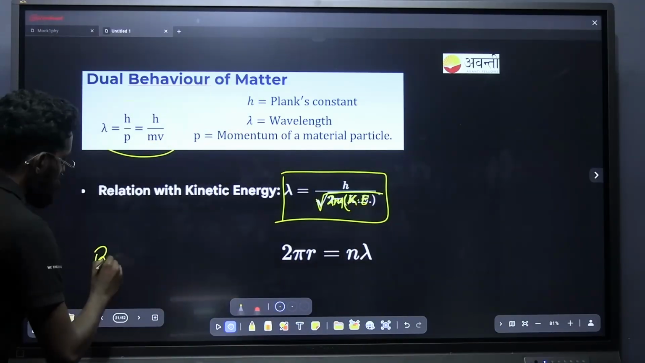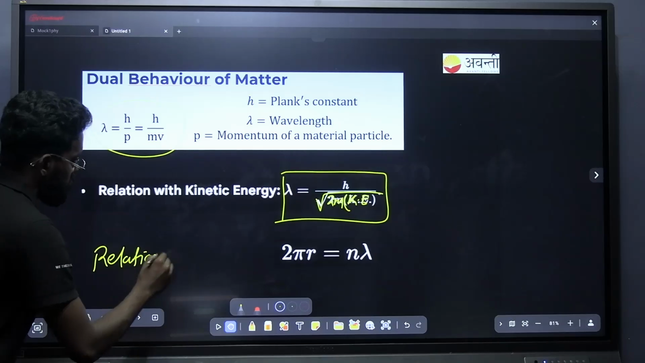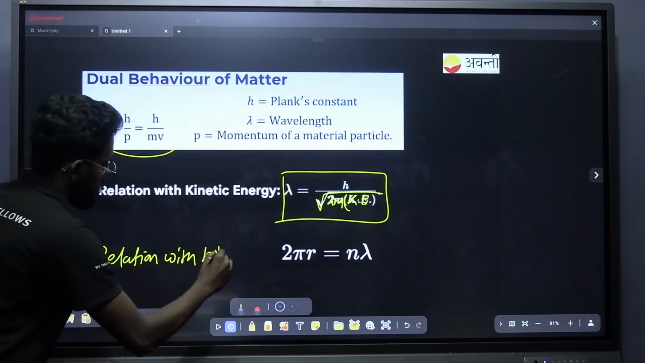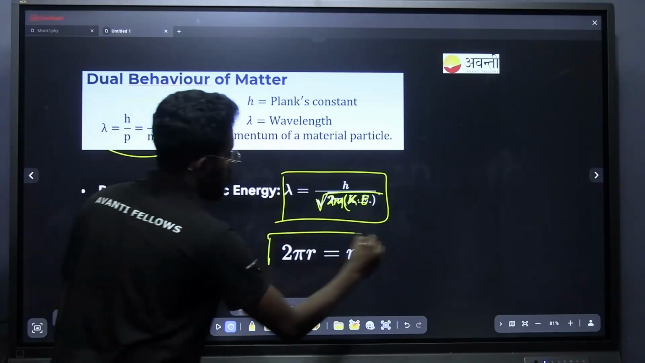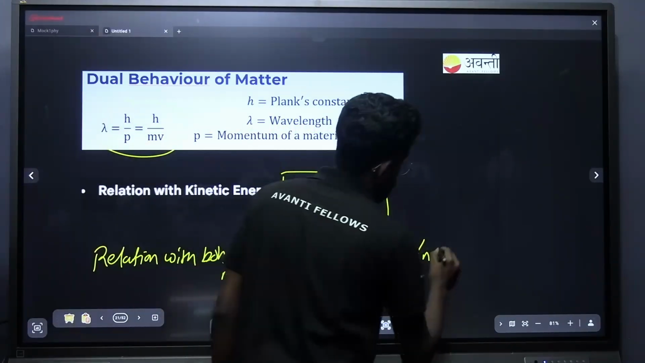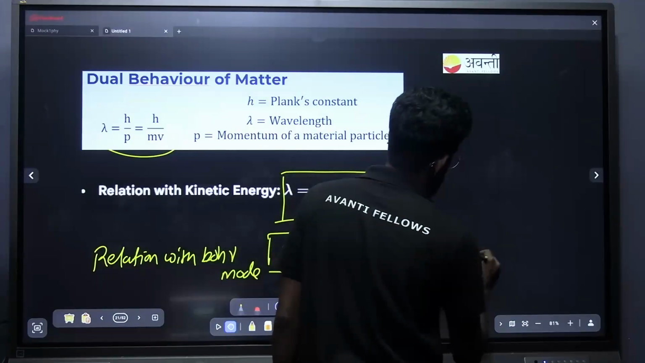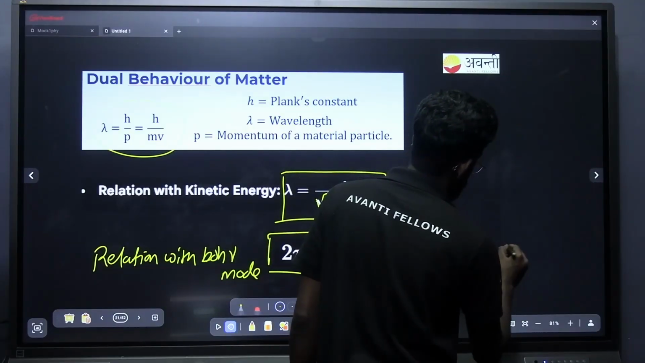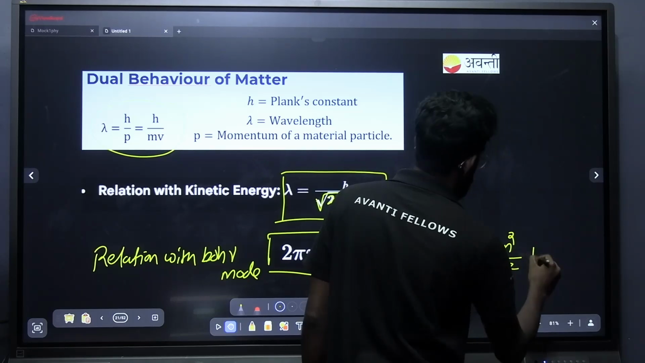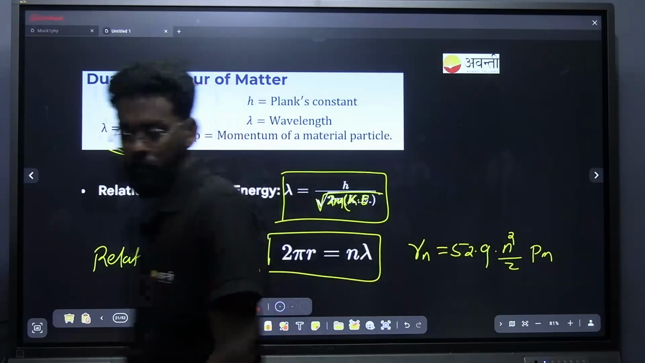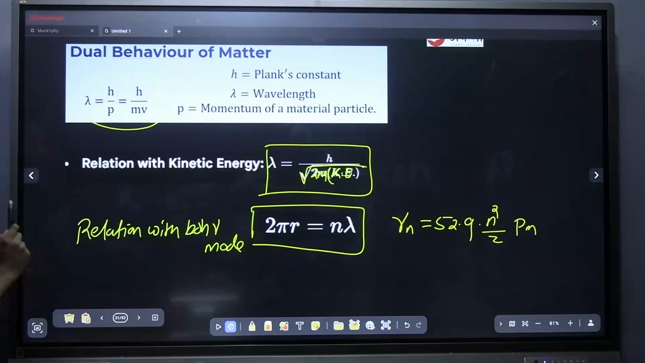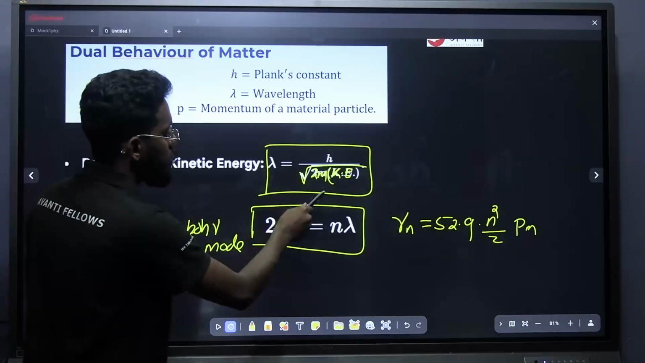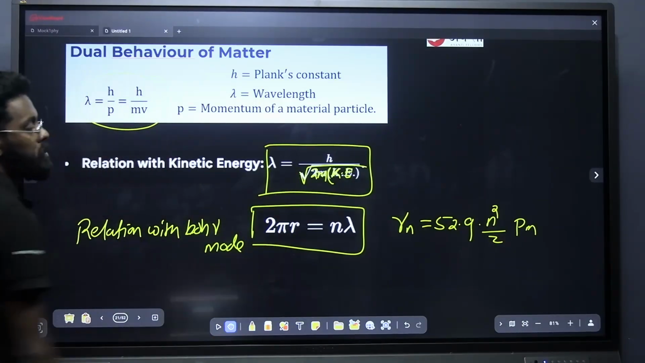And in relation with the Bohr model, 2 pi r is equal to n lambda, where r is nothing but the radius of the nth orbit, 52.9 into n square by Z picometer. Have you taken note of these three equations? Lambda is equal to h by p, lambda is equal to h by root 2 m kinetic energy, 2 pi r is equal to n lambda.